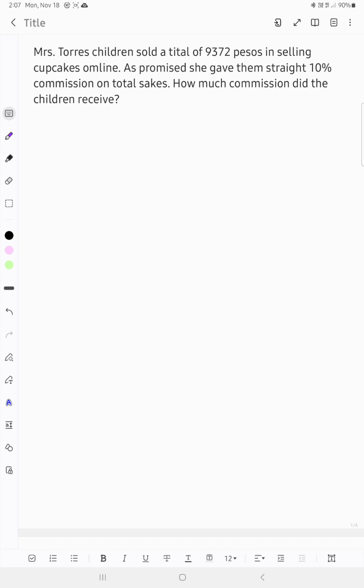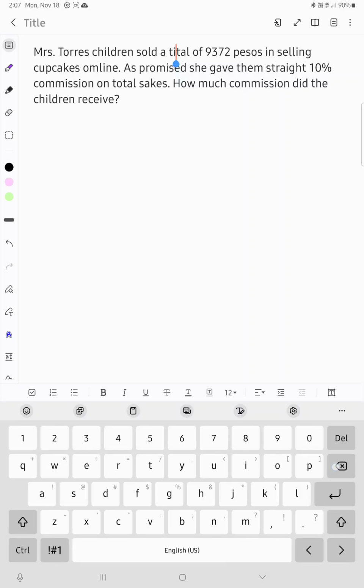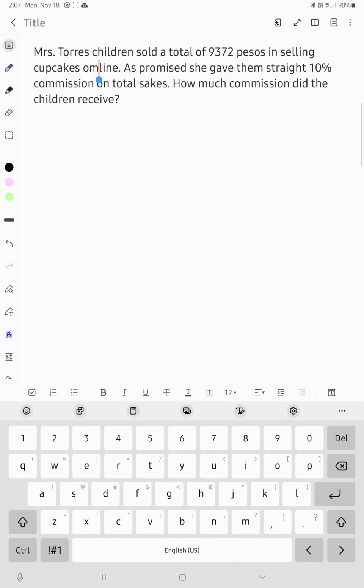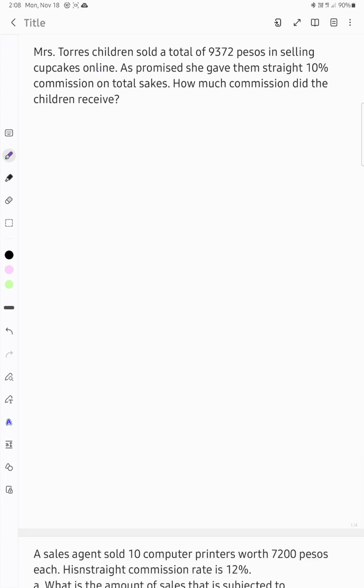Mrs. Torres' children earned a total of 9,372 pesos in selling cupcakes online. Mrs. Torres promised she would give a straight 10% commission on the total sales. How much commission did the children receive?